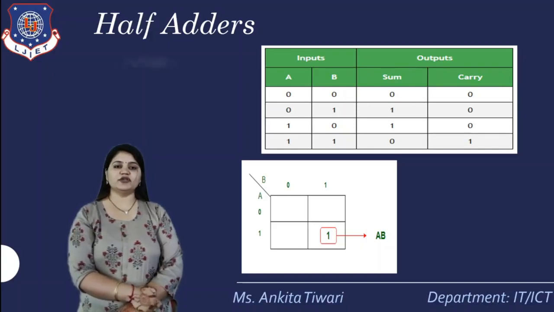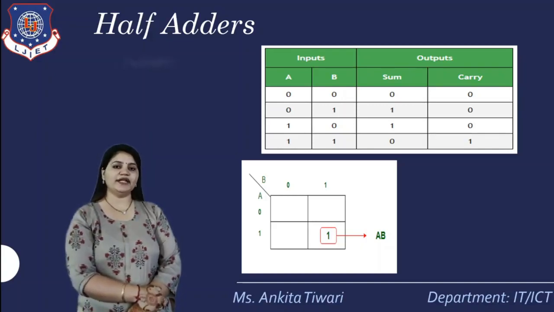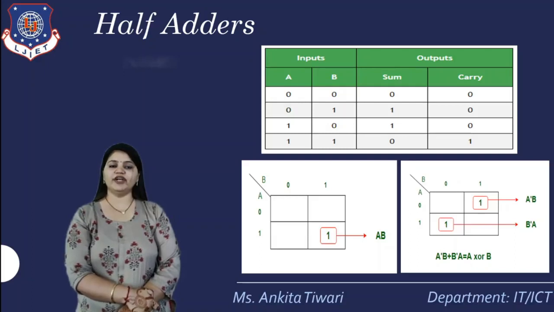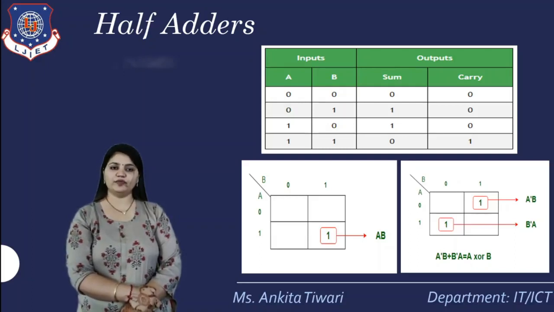A and B is 1. So as you can see, we'll put it in the K-map and we'll get the answer as AB. In sum, we are having two positions with 1. At one position it is A bar B, and at the other position it is A B bar. So here A bar B and A B bar cannot be combined, cannot be reduced. So we'll get the answer as A XOR B.